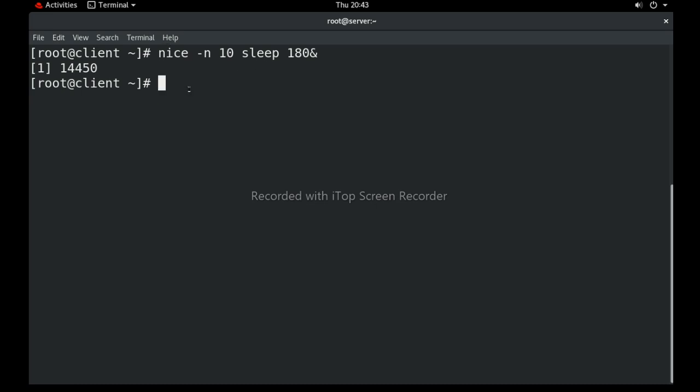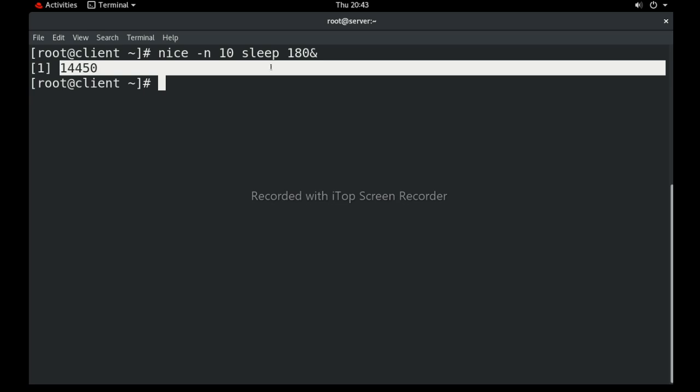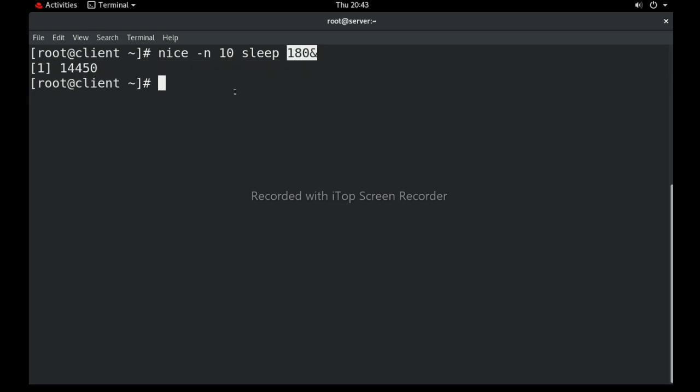In this case, we are sending a process to the background for execution. When you suffix a process with an ampersand, that process will be sent to the background, and it returns the process ID associated with that process. So let us try to understand the nice value and the priority value associated with this process.